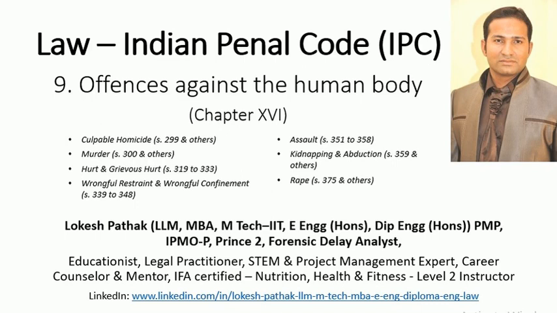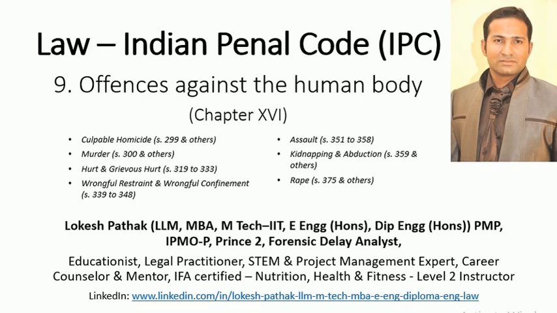Now, let's discuss the punishment of murder, which is mentioned in section 302. The punishment of murder is death or imprisonment for life, and the person shall also be liable to fine. Section 303 says that whosoever, under sentence of imprisonment for life, commits murder shall be punished with death. So section 303 is very clear that if a person who is already under life imprisonment commits murder, in that case there is only one resort for him, that is death.